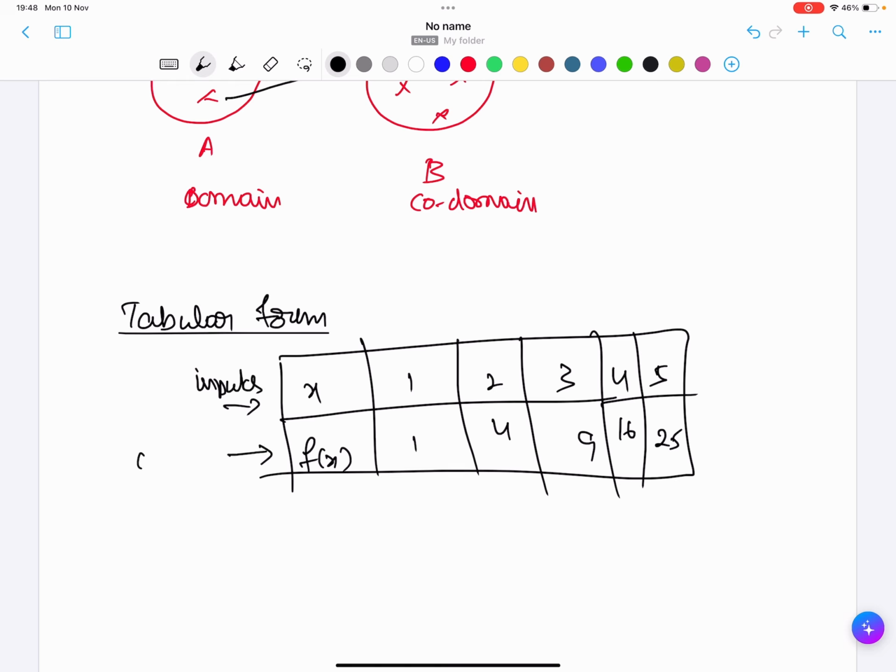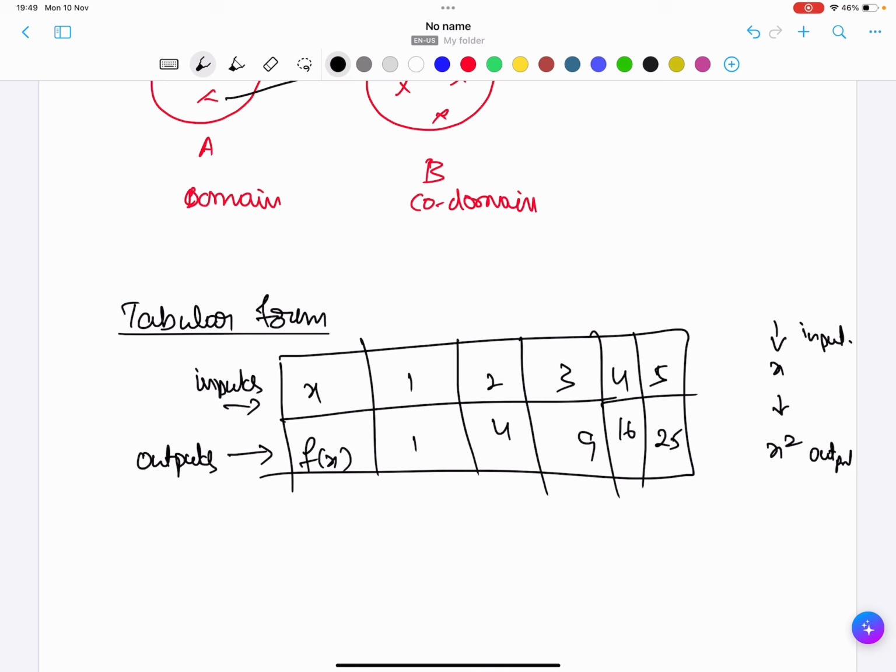These are the outputs. Whatever input you are giving, the input is in the form of x, and the output is in the form of x square. This is the output, this is the input. The input is transformed into x square form. So, this is how we are representing tabular forms.